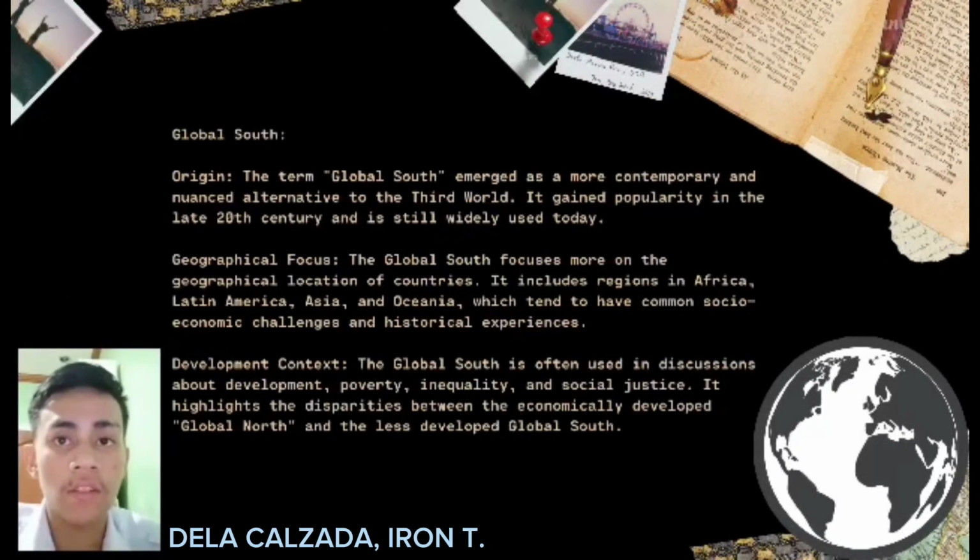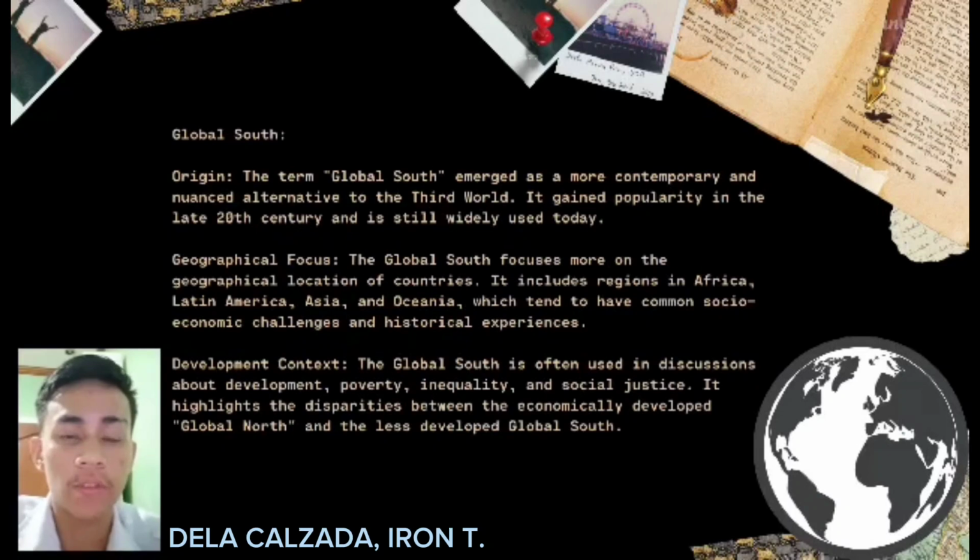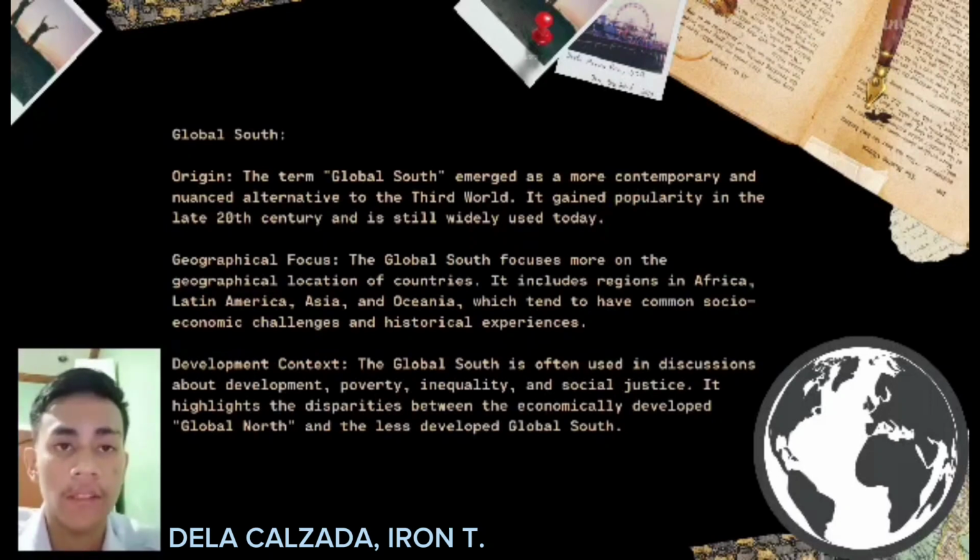The Global South also has three concepts: the origin, geographical focus, and development context. In the origin, the term Global South emerged as a more contemporary, nuanced alternative to the Third World. It gained popularity in the late 20th century and is still widely used today. In geographical focus, the Global South focuses more on the geographical location of countries. It includes regions in Africa, Latin America, Asia, and Oceania, which tend to have common socio-economic challenges and historical experience.